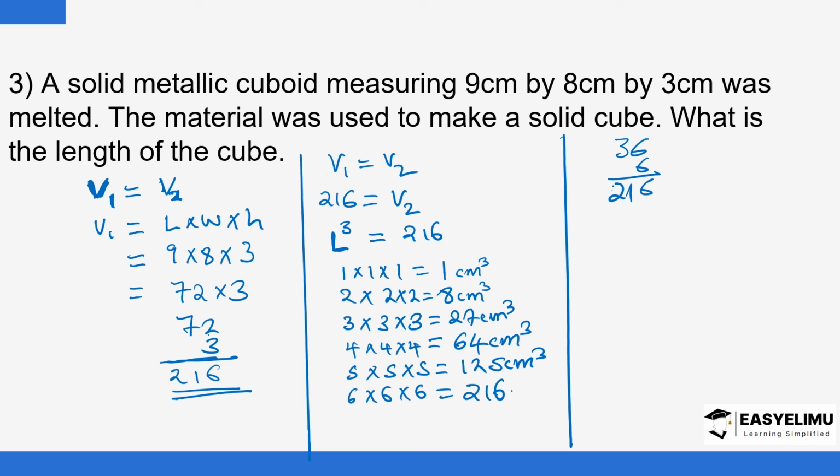So 216 cubic centimeters. So it means the length of this cube is 6. That is the number that when cubed will give us 216 that we obtained there. So it means L is equal to 6 centimeters. So the cube has a length of 6. Okay, good.